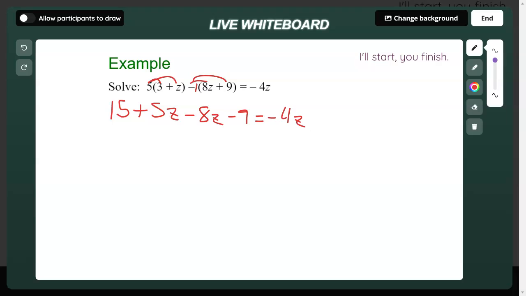So remember, this entire thing is being subtracted, right? So this is the distributive property. The multiplicative identity says if I don't see a number there, I can assume it's a negative 1. And so I'm distributing the subtraction to all parts, which changes the sign. So looking at it as a negative 1, I'm now changing this positive to negative and this positive to negative. Because I need to subtract 8z and I need to subtract 9.